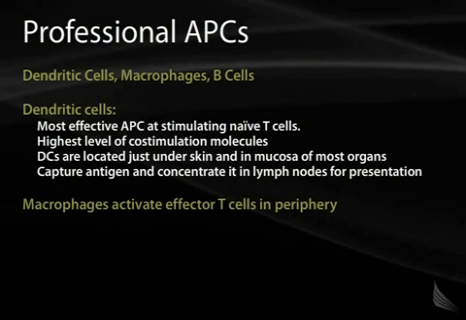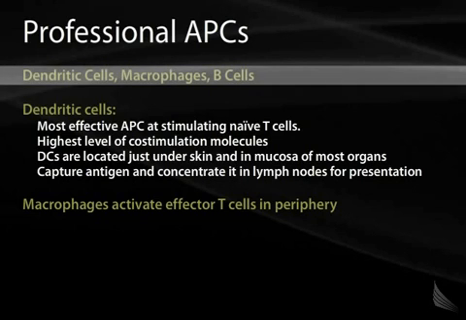Now, the T cells can't function in and of themselves like the B cells can. They can't recognize antigen in its native conformation. They need help from these APCs. So as we've mentioned, the professional APCs, the APCs that go around activating these T cells, are dendritic cells, macrophages, and B cells.